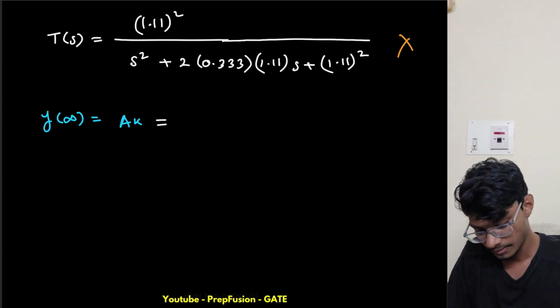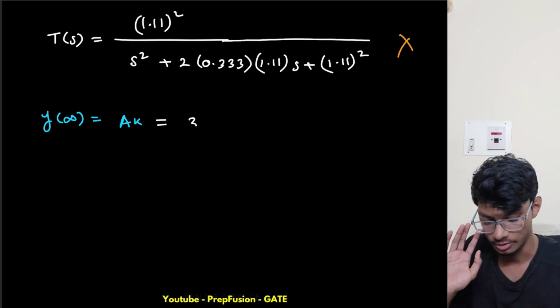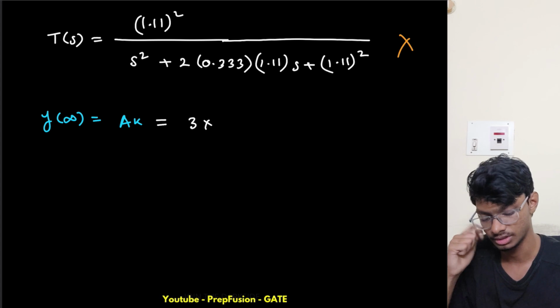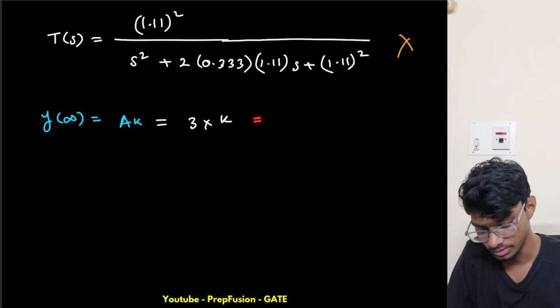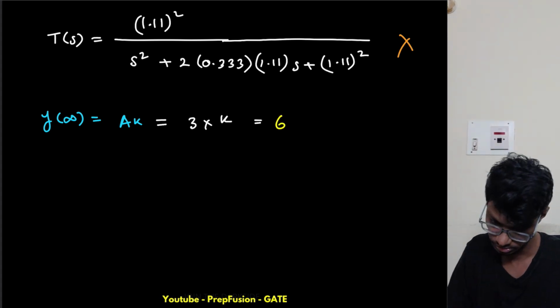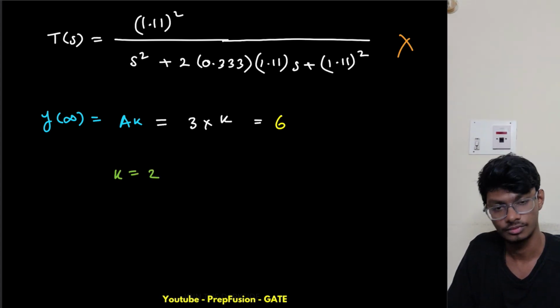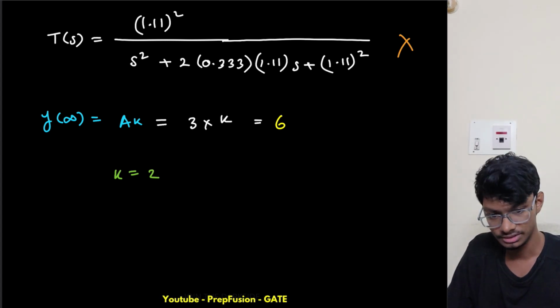A is 3, the amplitude of the step. And K I need to find, because K will come over here. And this is equal to my 6 only. Steady state value is equal to 6 only. So what is my K equal to? K equals 2. DC gain equals 2.